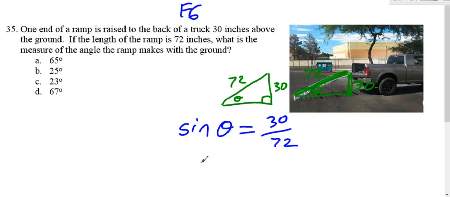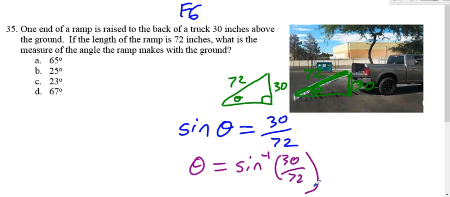And then since we're trying to solve for the angle, we have to do an inverse sine with 30 over 72. To do that, you normally have to push shift or second, depending on the type of calculator, before you push sine. And then you type in your fraction, 30 divided by 72 in the parentheses. You get about 24.624. So to the nearest degree, that would be 25.